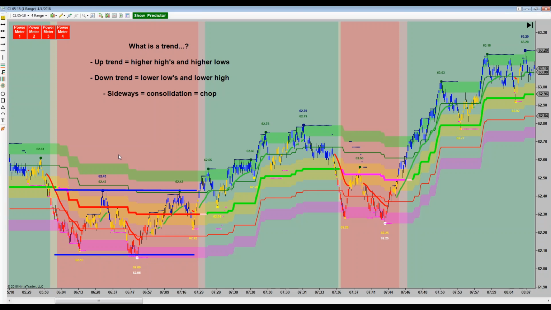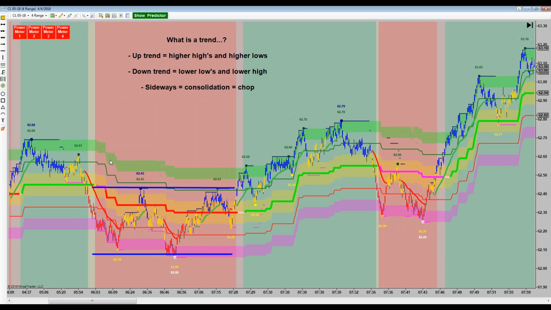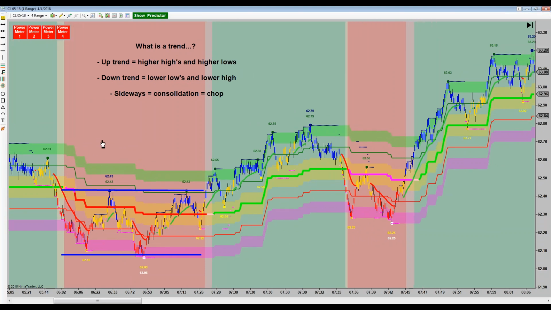Now, why do we say that? Well, clearly you can see that there's a red background, so we've broken support. So we believe the trend could be going down. However, let's contrast this with a true downtrend. Let me go very quickly find a downtrend. Of course, I can't find one right now. We'll find one later.